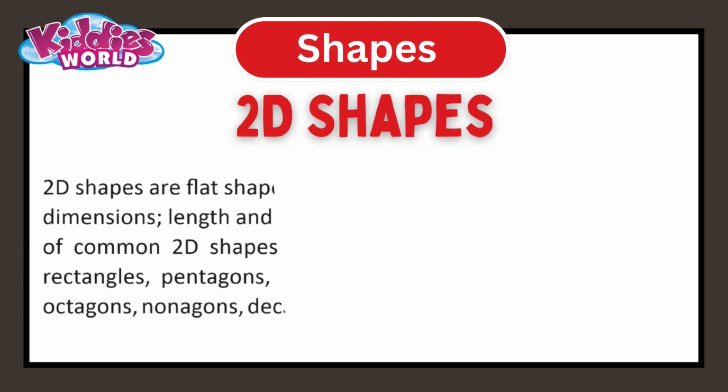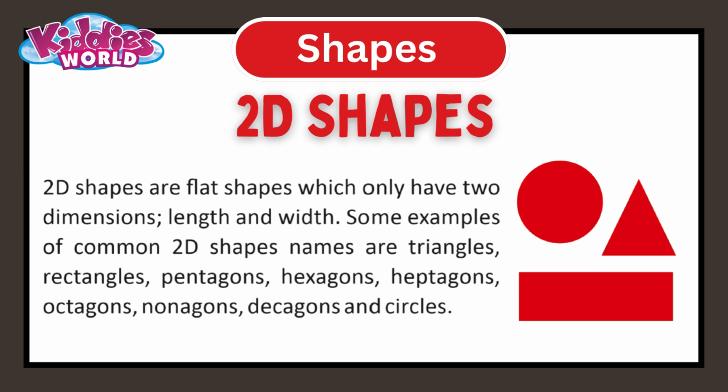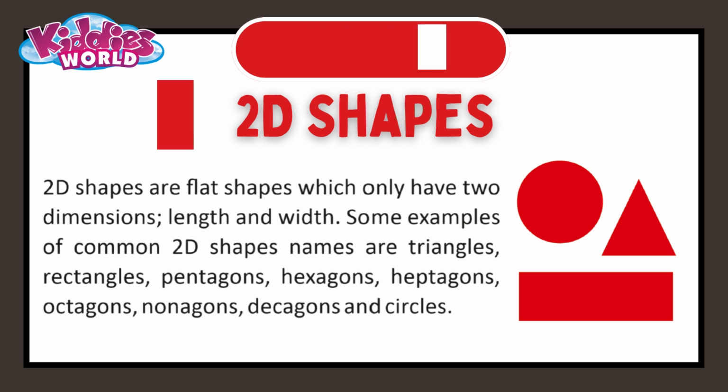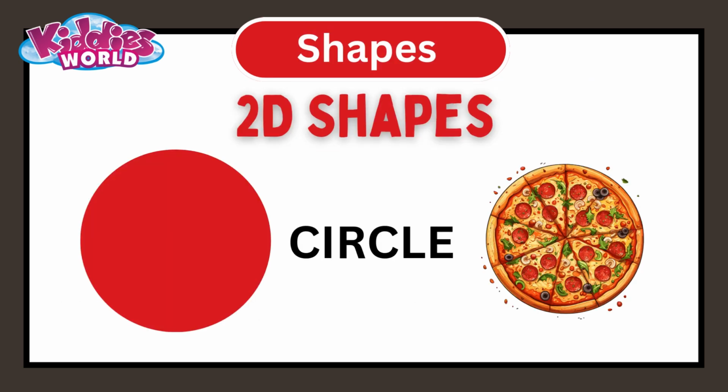Now let's talk about 2D shapes, also called two-dimensional shapes. They are flat shapes with only 2 dimensions, length and width. Here are some common 2D shapes. A circle is round, like a pizza.